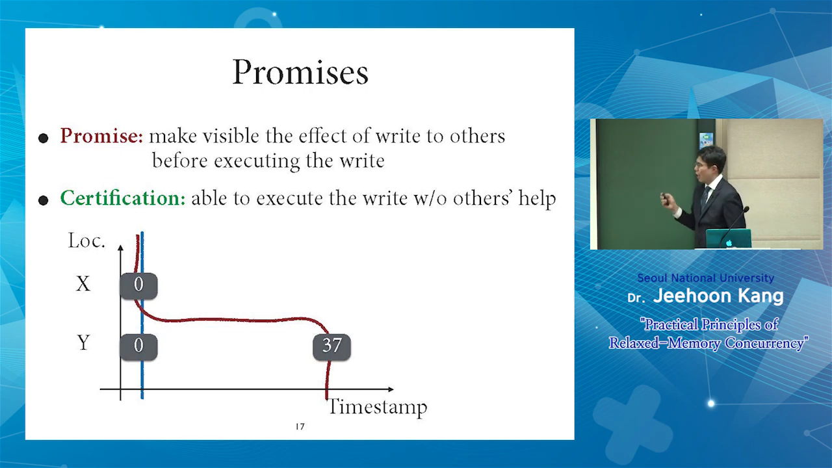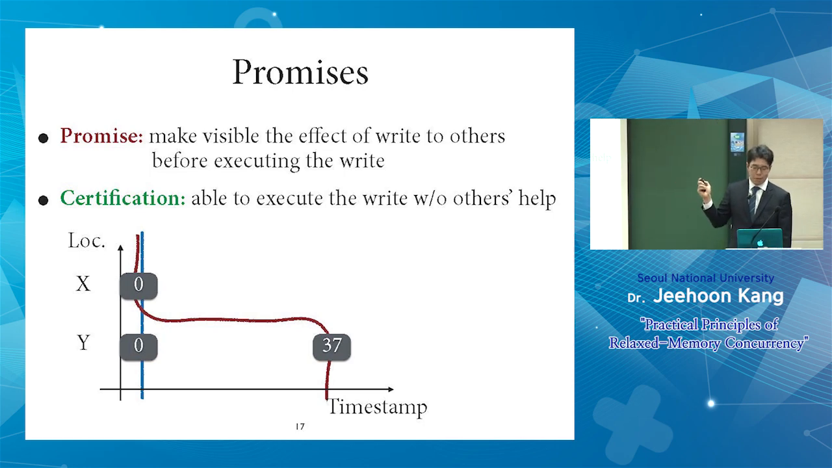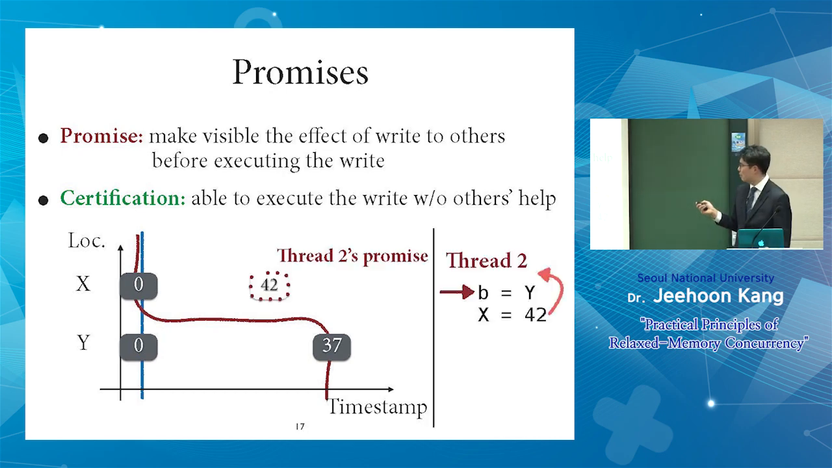Okay, now let me explain what these principles of promises are. There are two mechanisms you have to remember. First, promise is a mechanism that makes visible the effect of a write to the others before executing the write. It's very cryptic, right? So let me explain it with an example.